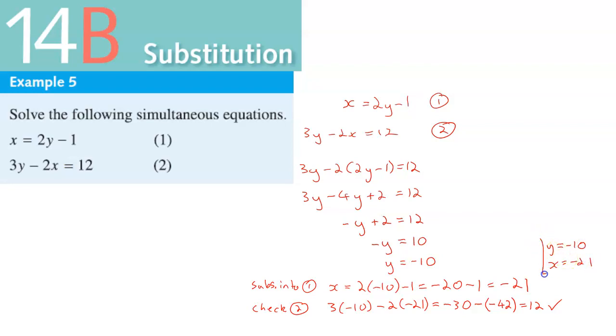solutions nice and clearly. Now, with solutions like this, they would be hard to guess. Sometimes you can just guess the solutions to simultaneous equations, but that's not properly solving them. And also drawing a graph, it's rare that you draw an x-axis all the way to negative 21. So these would be difficult to find if we didn't use an algebraic method.